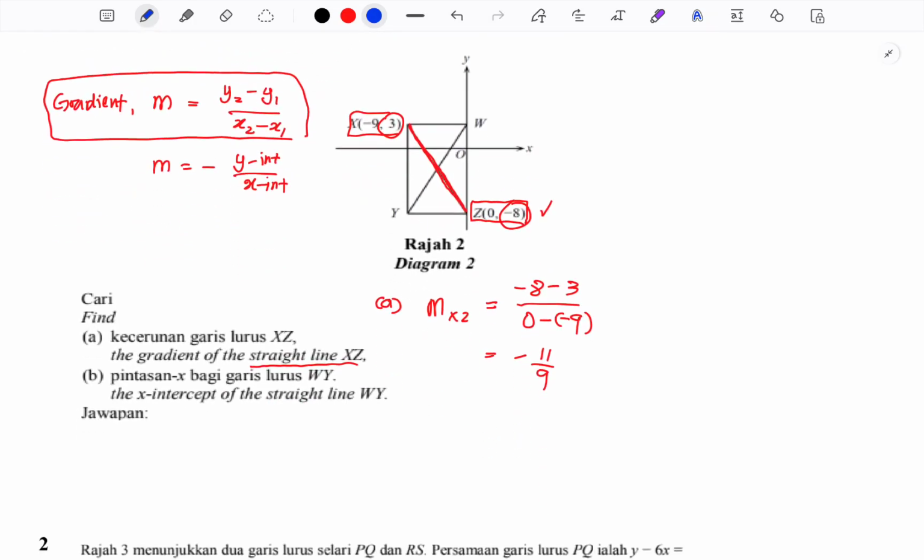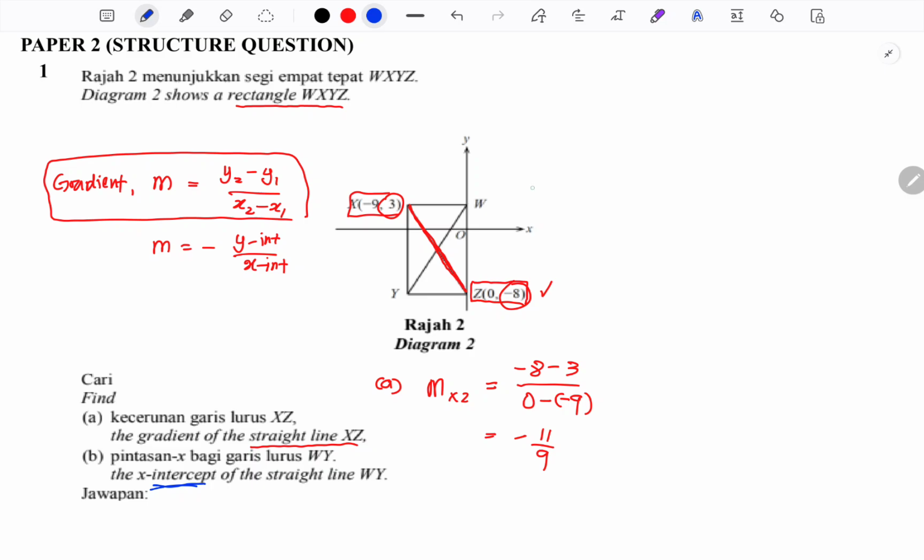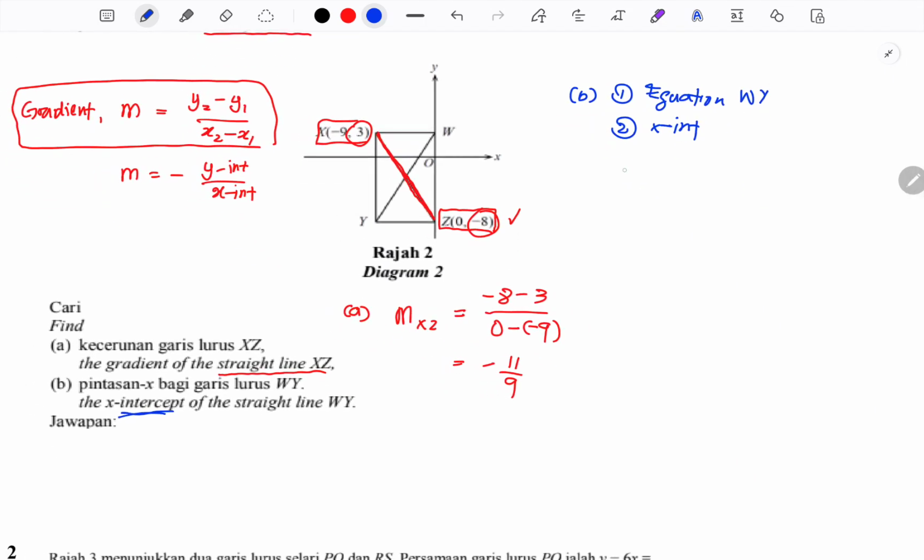Now for B, find the x-intercept for WY. What do you need to find first? The first thing you must find is the equation of WY. Then you use the equation to find the x-intercept. So we find the equation of WY first. Do you know the coordinates of W and Y? Yes, of course we know.